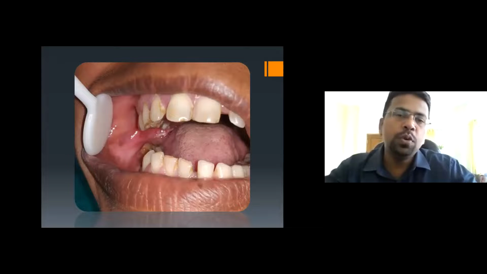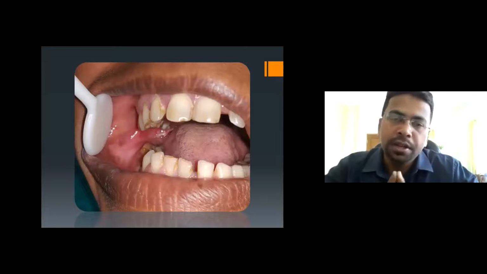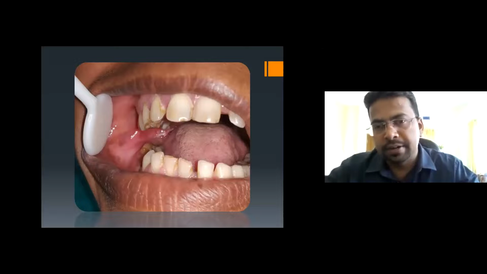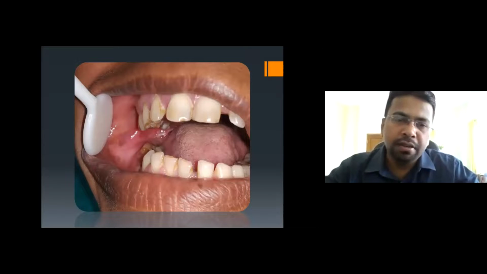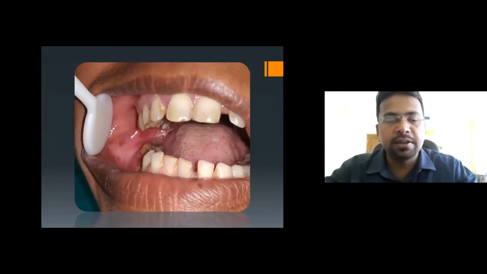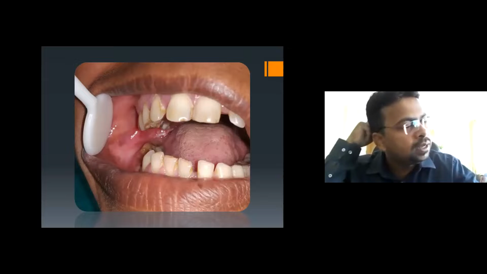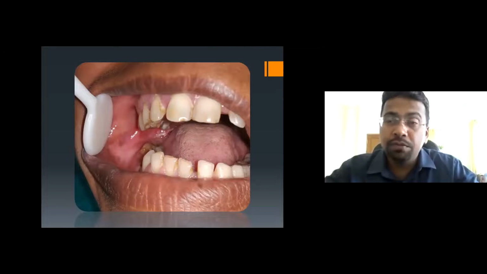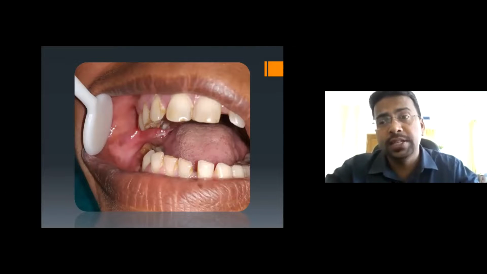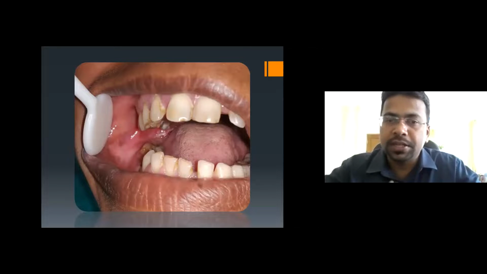This patient came to us for the ulceration with 1/8 region. Now, after having a close observation, we have found that the ulcer is non-healing and traumatic ulcer. Before proceeding to extraction, we went for a biopsy, and we found that the lesion is carcinoma, squamous cell carcinoma, and that too well differentiated carcinoma.